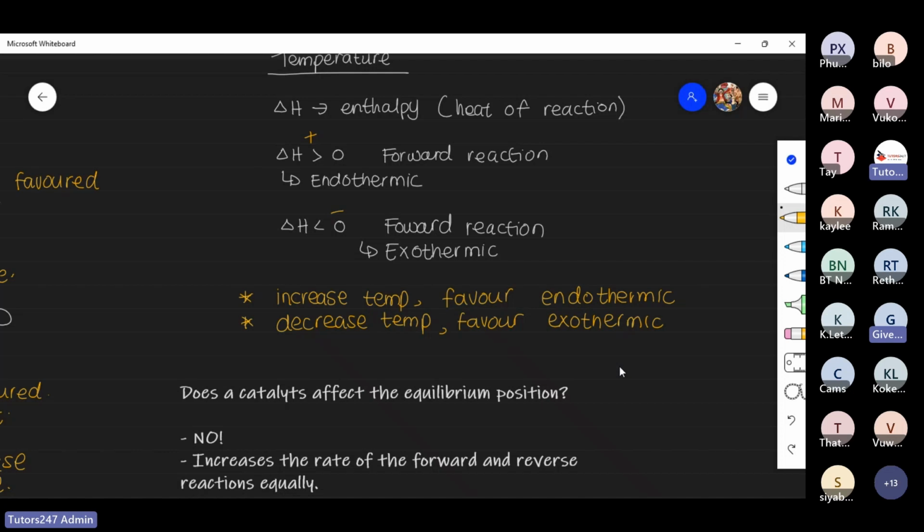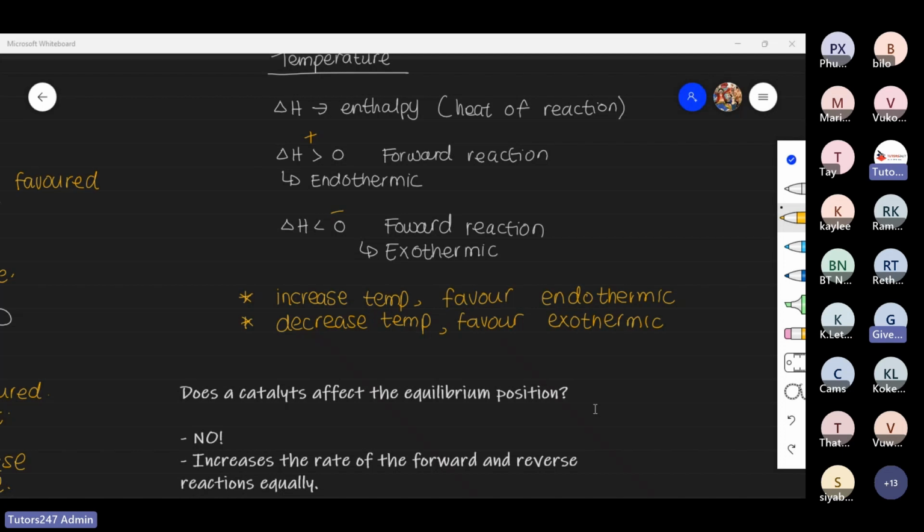That is the most important thing that you need to know and understand about temperature. So before we move on from temperature, does anyone have any questions? Because we're about to go into pressure. So if you say the forward reaction is being favored, it's a shift to the right. If the reverse reaction is being favored, it's a shift to the left.